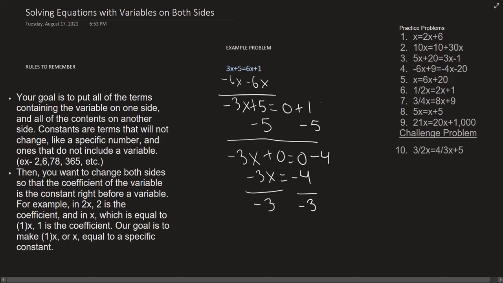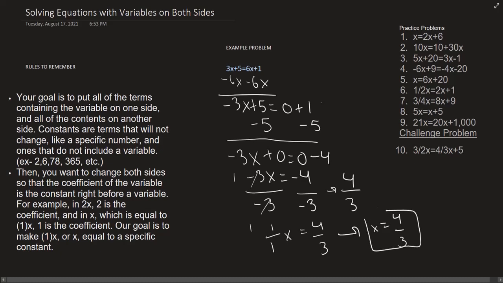And then you can simplify this since negative 3 divided by negative 3 is 1. So if we cancel, this will be 1. And then negative 4 divided by negative 3 is actually equal to 4 divided by 3 because the negatives will cancel out. So then this means that 1x is equal to 4 over 3, which basically means that x is equal to 4 divided by 3. So this is how you can solve equations with variables on both sides.